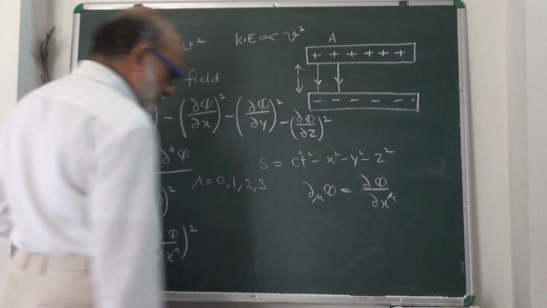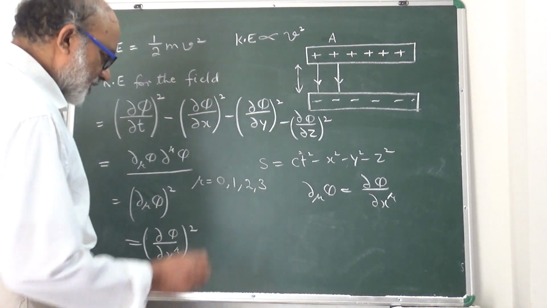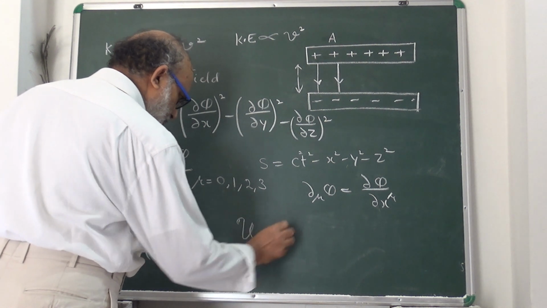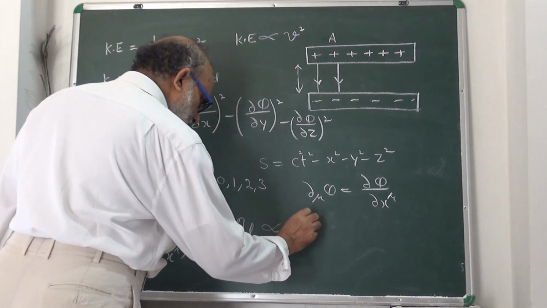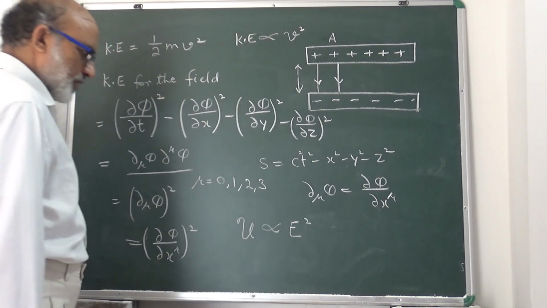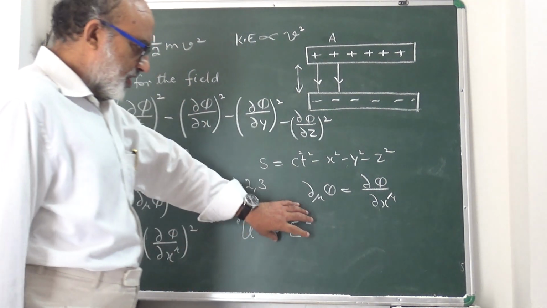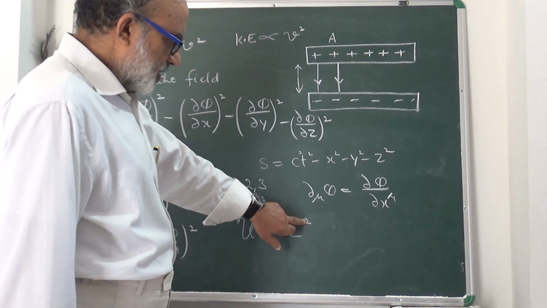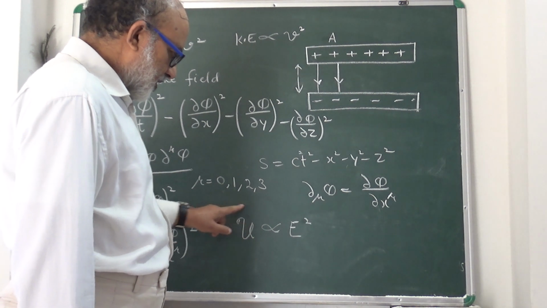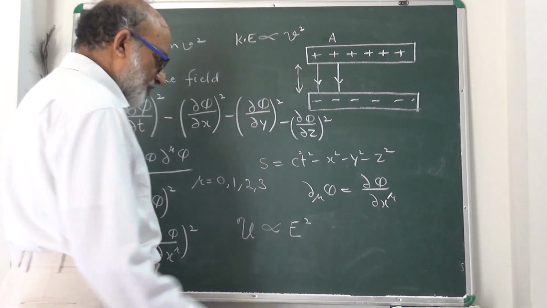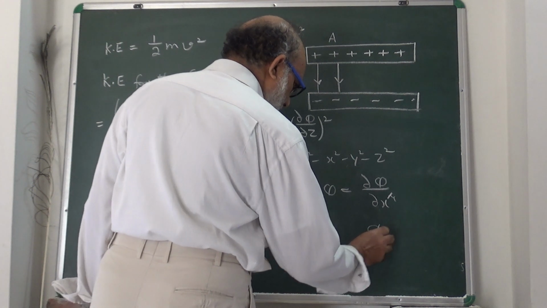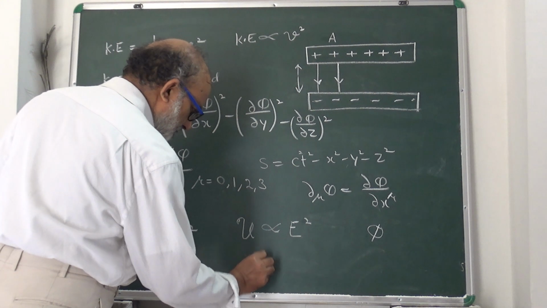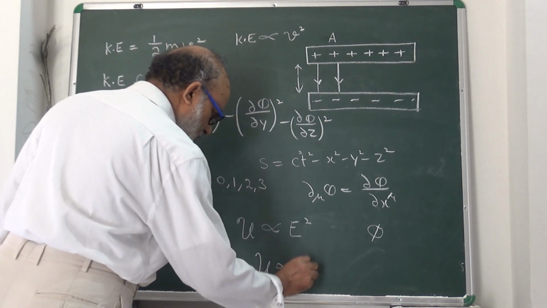The energy density of an electric field, as we have discussed, is proportional to the square of the electric field. So just like the electric field, where the square gives us the potential energy density, similarly, if we have a field, say phi, the potential energy density of that field must be proportional to phi square.